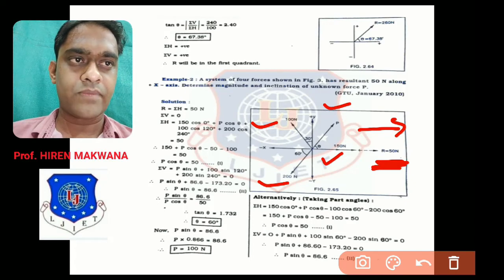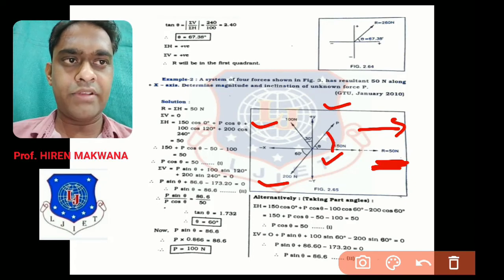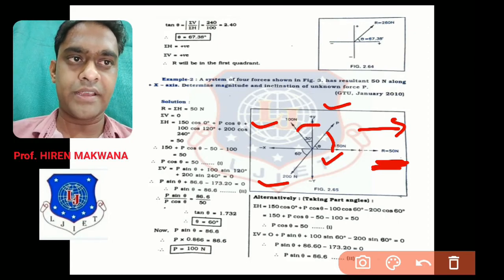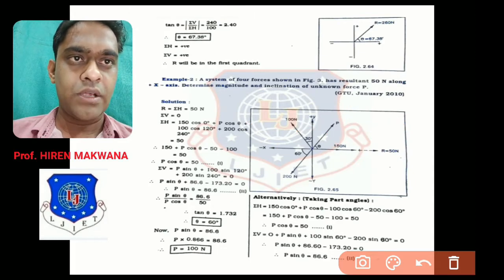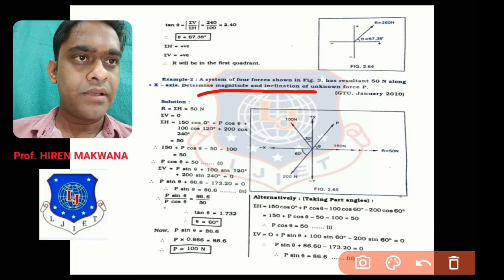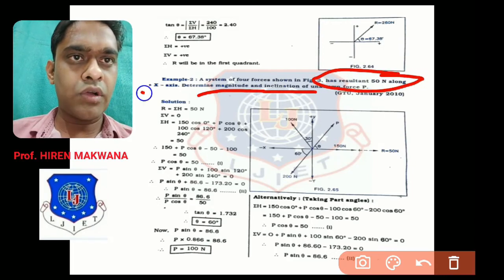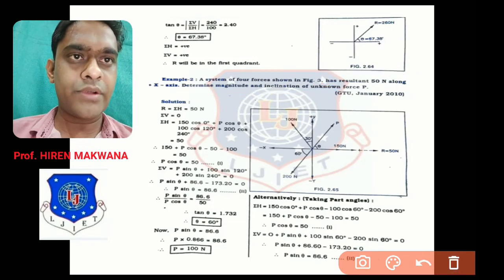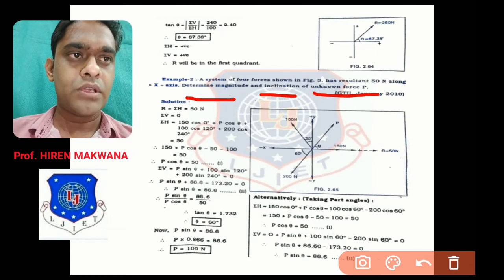Okay, now angles. Angle of P is not given, it is theta. Now, angle of 100 Newton is given with respect to y-axis, that is 30 degree. And angle of 200 Newton force is 60 degree with respect to x-axis. What is the data? A system of 4 forces shown in figure has resultant 50 Newton along positive x-axis. What we have to determine? Determine the magnitude, means value, and inclination, means angle of unknown force P. So you have to find P and you have to find theta.